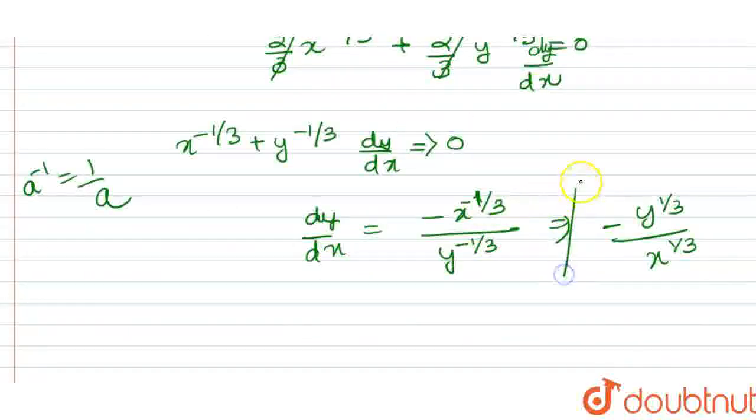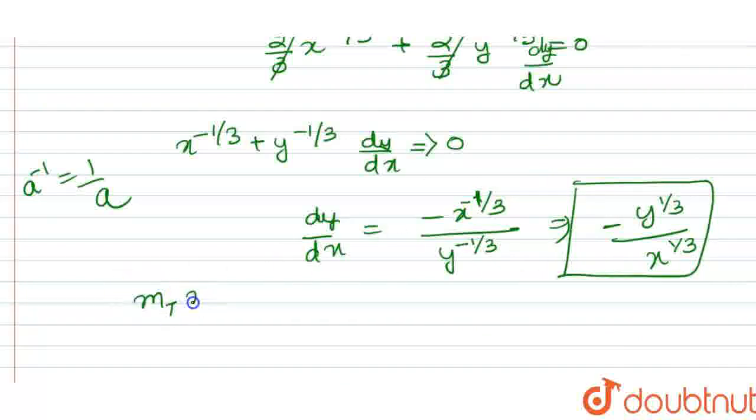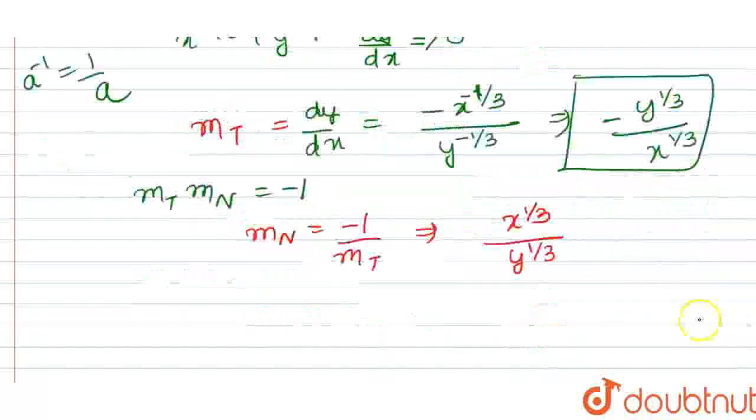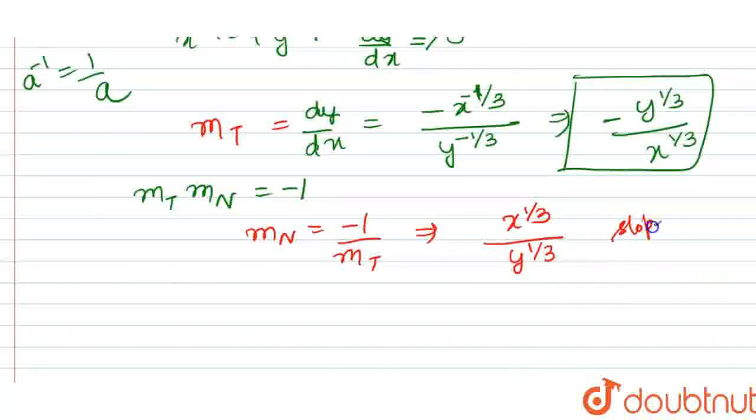And we know that the slope of tangent into slope of normal gives us minus 1. So we'll write here the formula: m_t times m_n equals minus 1, right? And we have to find the slope of normal. So we can find the slope of normal using this formula, and we will get m_n equals minus 1 upon m_t. Here our slope of tangent is minus y^(1/3) upon x^(1/3), so the slope of normal will become x^(1/3) upon y^(1/3) after taking the reciprocal of the tangent slope, right? So this is our slope.